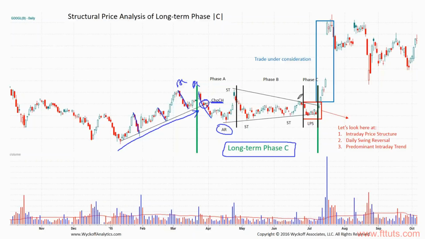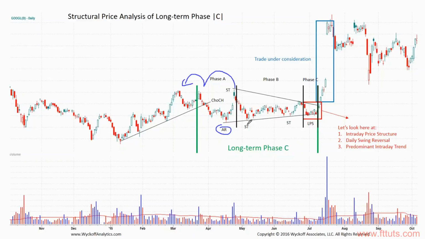If this is a change of character, then this is going to be an automatic reaction right here, secondary test, as a test of the previous highs, secondary test at the bottom, for the support, a test of the previous lows, another test. Second point of fear, we could see it very clearly here.